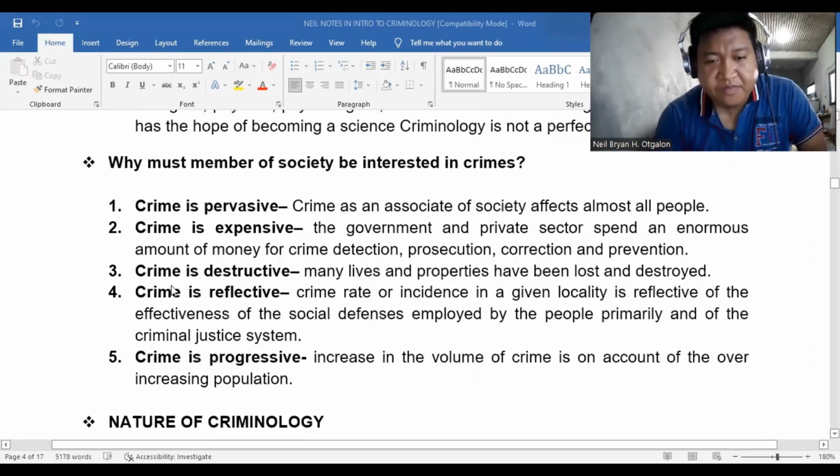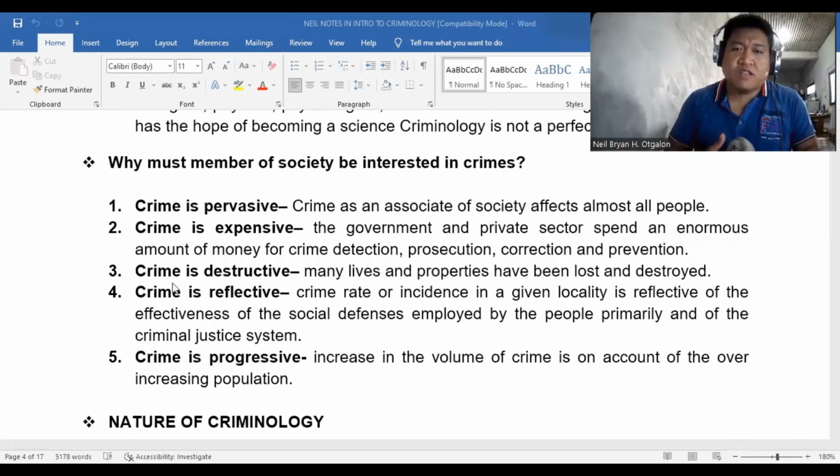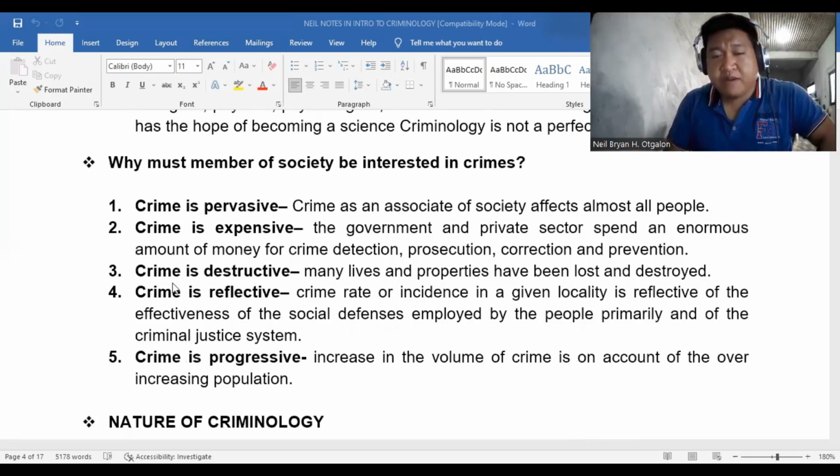Okay? Then again, why must members of society be interested in crimes? Imagine niyo kung wala tayong interest, walang pulis, walang criminal justice, walang criminology. So, walang interesado about crime. So, ibig sabihin, kahit pumapatay sila dyan, nagnanakaw, walang pakialam. So, nangyayari dyan, if that will happen, then every one of us can be a victim.